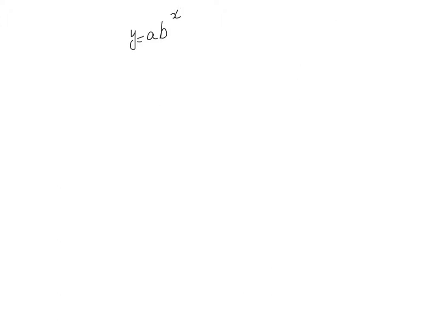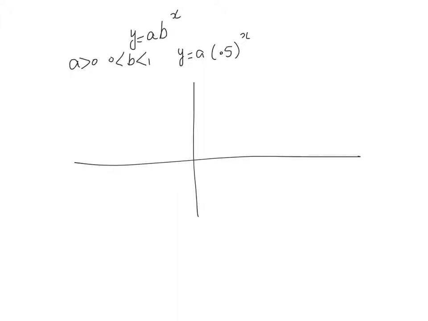Now let us consider the next case. Let's say in the next case, a is still greater than 0, but this time b is between 0 and 1. Let's assume b is some number between 0 and 1, let's say 0.5. So we get y equal to a times 0.5 exponent x. Again, let's consider three cases. When x goes to negative infinity, when x is 0, and when x goes to plus infinity. So let's have our coordinate system here. When x is 0, any number exponent 0 is 1, so we get y equal to a times 0.5 exponent 0, which is a times 1, which is a. Again, since a is greater than 0, it's going to be somewhere around here. So let's say this is a.